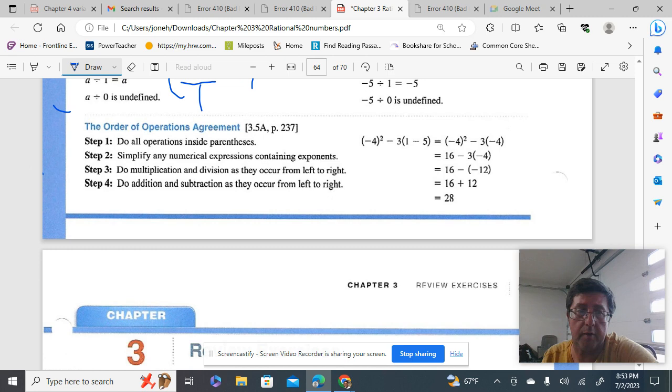The order of operations. Remember, do parentheses, that's please. Then do exponents, which is excuse. Then you do multiplication and division, from left to right, and that is my dear. And then you do addition and subtraction, which is Aunt Sally. So please excuse my dear Aunt Sally.